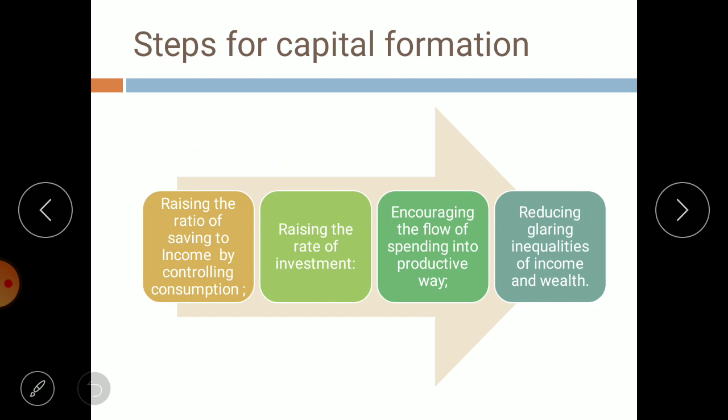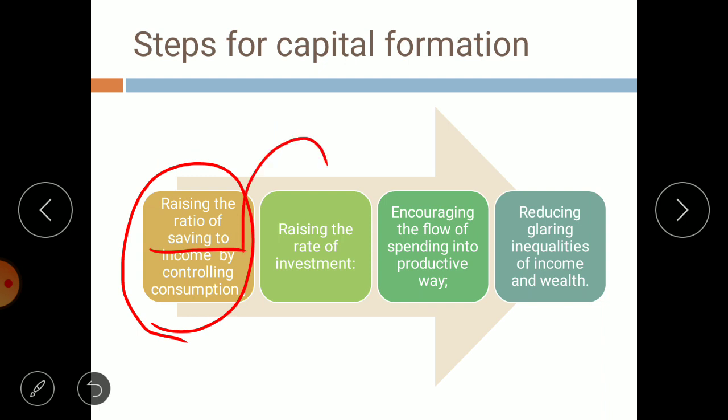The second stage is raising the rate of investment. As I have told you, people are saving by controlling their consumption, so whatever savings are in their hand will not be kept in a treasury, it will be invested somewhere else. So when savings increase, investment will automatically increase.